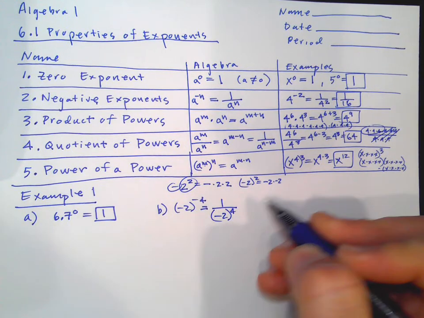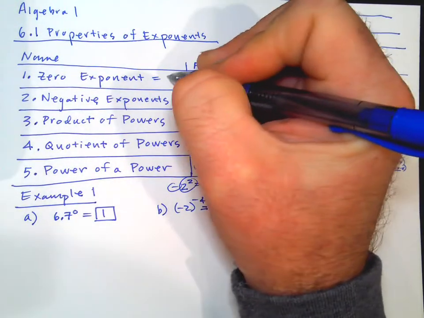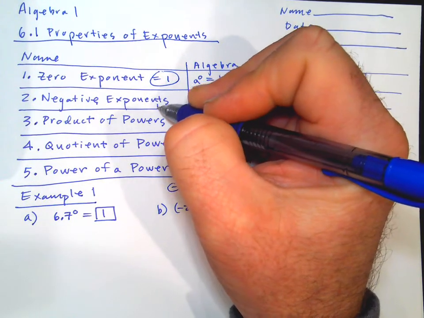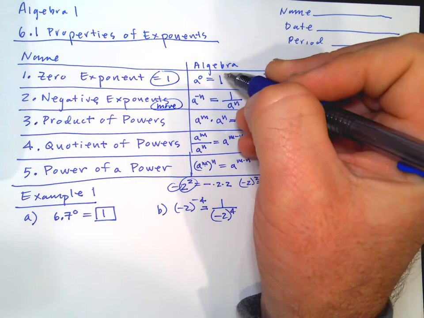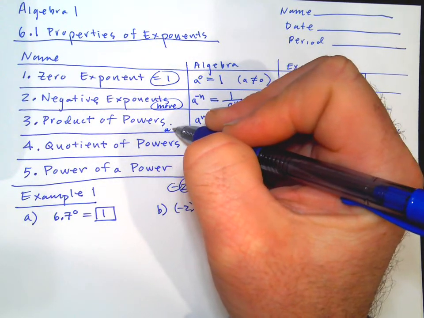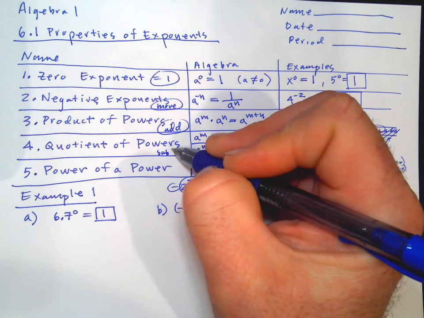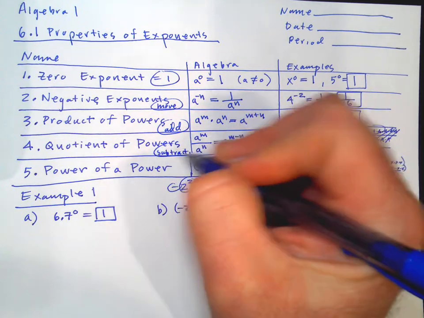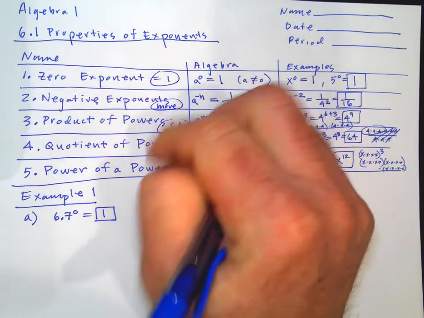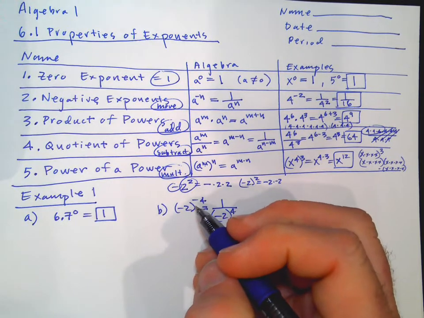So we move it. Now, if you go back up here real quick, just to summarize these rules, if you have a 0 exponent, it's going to equal 1. If you have negative exponents, you move it to the bottom. If you have a product of powers, you add them. If you have a quotient, you subtract. And if you have a power of a power, you multiply. So these rules right here, this is a good little sheet to look at when you're trying to learn these for the first time.